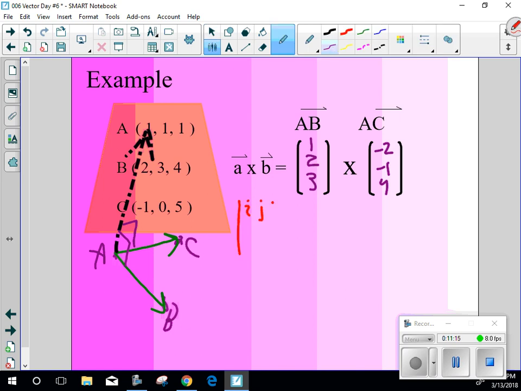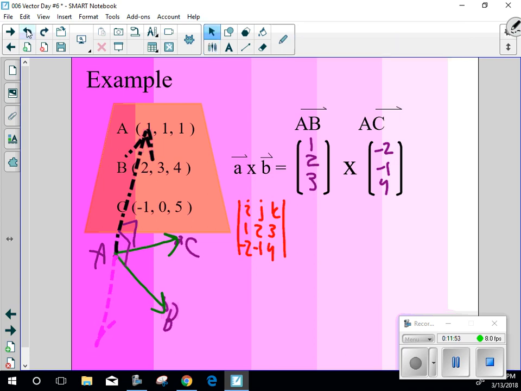I, J, K. And then we're going to go 1, 2, 3, -2, -1, and 4. So I put this one in a row, then I put this one in a row. What do you think is going to happen if I switch these? What if I put 2, -1, 4 on the top and 1, 2, 3 on the bottom? What are you going to be finding? You'd be finding that one, which we don't want.